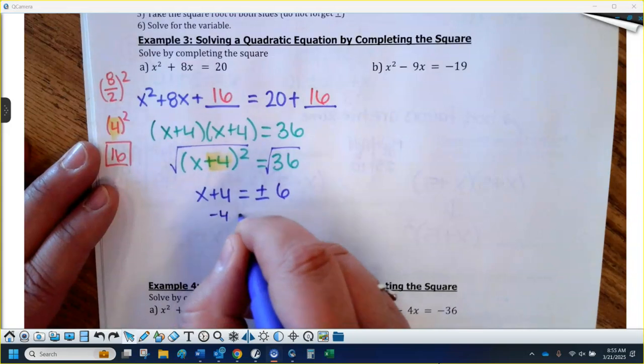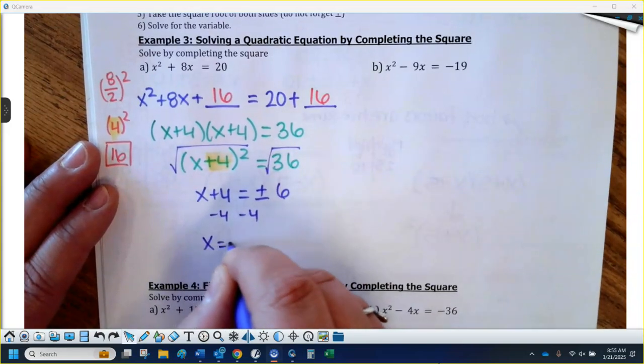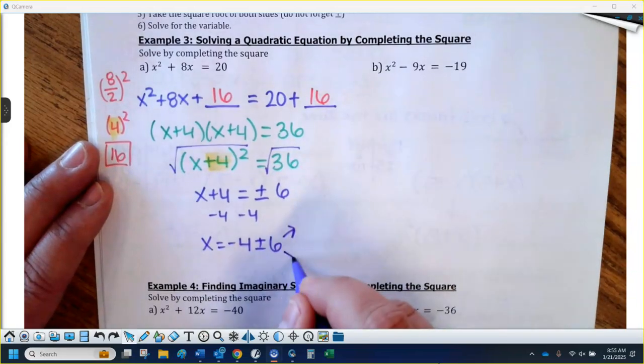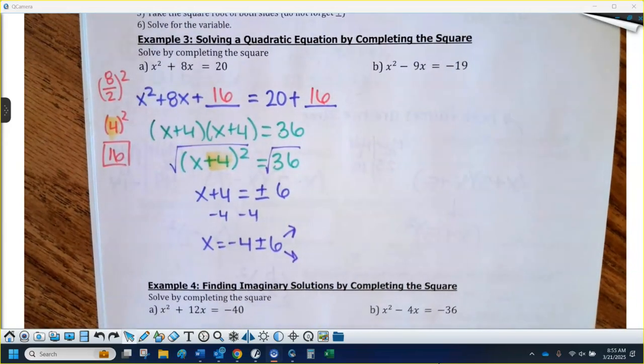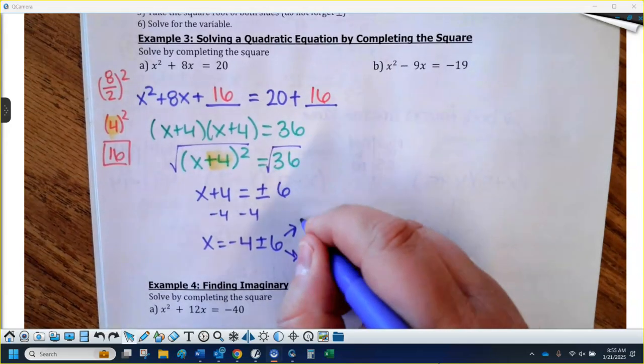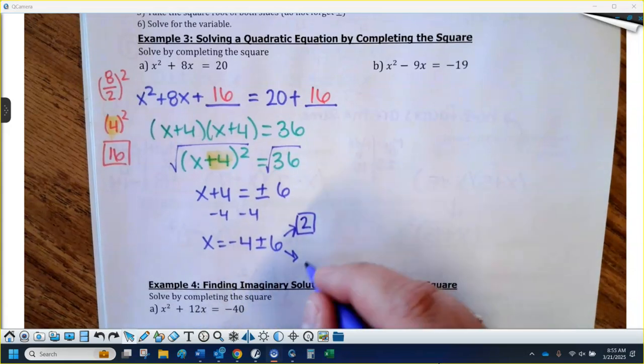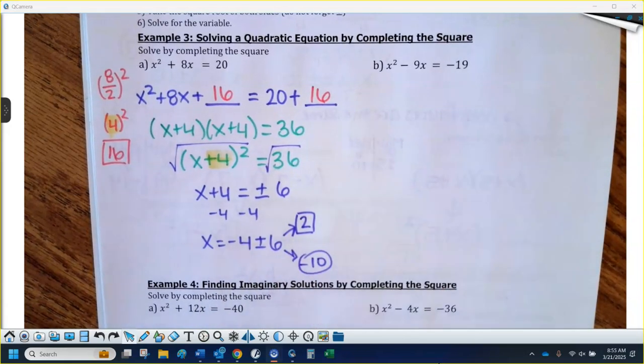I got to move the 4 to the other side, so I get negative 4 plus or minus 6. So I don't have a radical, I don't have an i, so we can actually add this. So negative 4 plus 6 would be 2, and then negative 4 minus 6 would be negative 10. Those are my two answers. It's a little bit weird, but it's not bad to do once you set it up. It's just a matter of finding that number you're going to add to both sides.